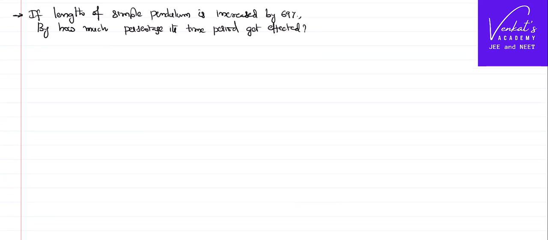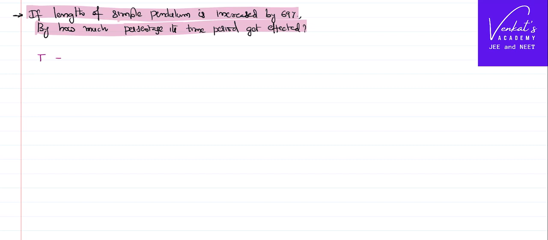We are solving a problem from simple harmonic motion. Let us see what the problem is. If the length of the simple pendulum is increased by 69%, by how much percent is its time period affected? That's the question, right? So we shall know the relation between time period and length of a simple pendulum.